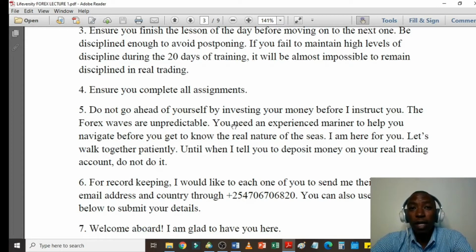Then do not go ahead of yourself and try to invest any money before I tell you, because the forex waves are tricky. The market is unpredictable. It does what it wants. So only a person who operates from an area of understanding can be able to risk and go ahead to trade. But for now, if you are new to foreign currency trading and you've trusted me as your mentor, do not go ahead and deposit money or start trading before I tell you to do so.